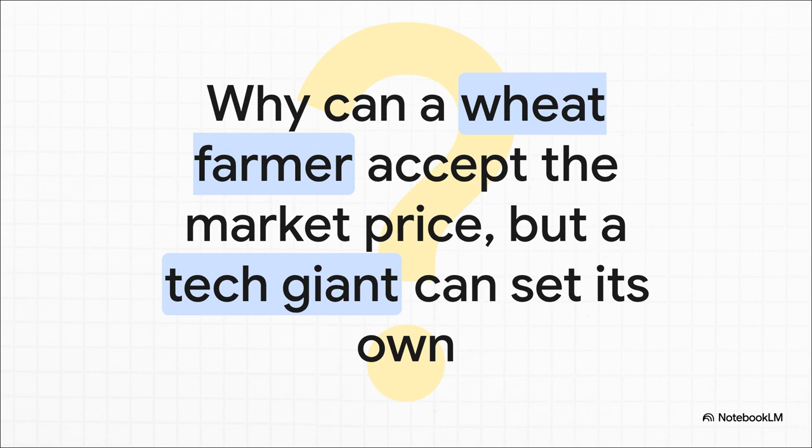Ever wonder why a wheat farmer just kind of looks up the going rate for wheat and sells at that price? No questions asked? But then a massive tech company that makes a new smartphone gets to decide exactly how much you're going to pay for it. What's behind that huge difference in power? Well, it all comes down to the structure of their markets.